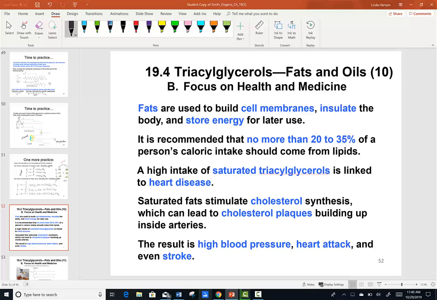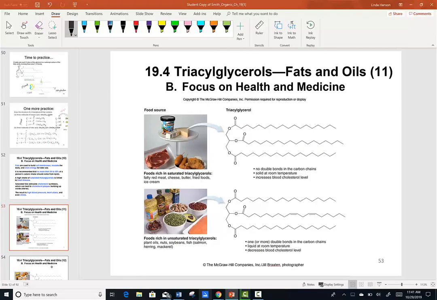High intakes of saturated triacylglycerides are linked to heart disease, associated with cholesterol and the cholesterol plaques that build up inside arteries, resulting in high blood pressure, possibly heart attack, and even stroke. It allows us to emphasize the importance of a balanced diet to prevent high cholesterol, which results in cardiovascular disease. And we can look at those one more time as sources of good fats and bad fats, if you will.